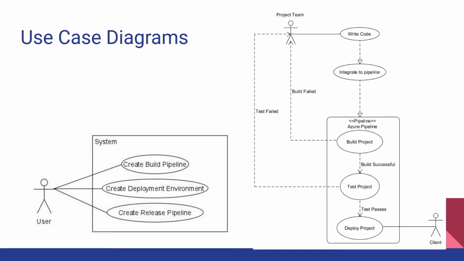The pipelines are helpful for the reduction in time taken during build, test, and deployment. During the integration, the project must successfully build and also pass a series of tests. Failure to do so results in the pipeline notifying the developers so that they can work towards fixing the issues. A successful build and test results in the project being deployed for the clients to use and provide feedback on. A user, such as the project team, can create build pipelines, deployment environments, and release pipelines.